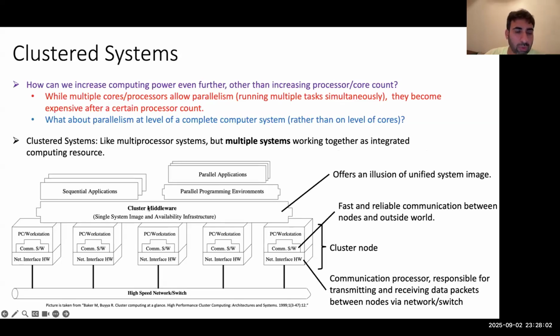And keep in mind that on cluster systems, you can run both kinds of applications. You can run sequential applications and parallel applications as well.